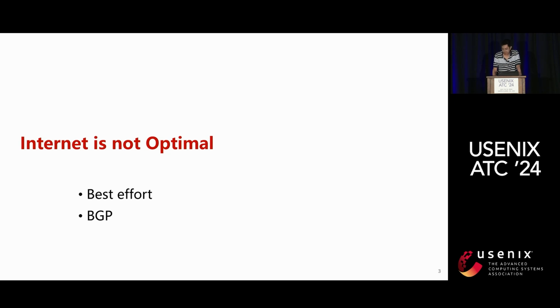Unfortunately, the internet, which was originally designed for connectivity as a best-effort infrastructure, can hardly satisfy such strict performance requirements because, as we all know, the internet is connected by BGP, and routes are basically selected by commercial relationships instead of performance. So the internet path is not optimal for providing good performance to these real-time applications.